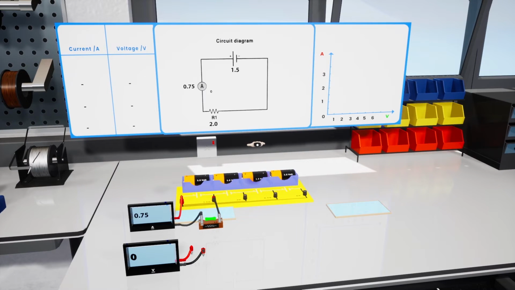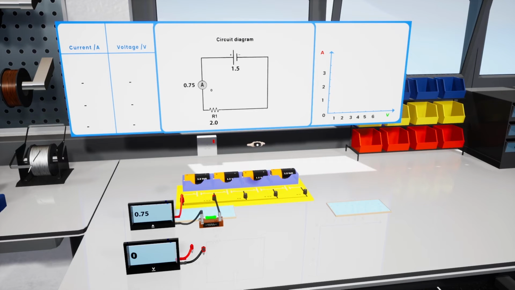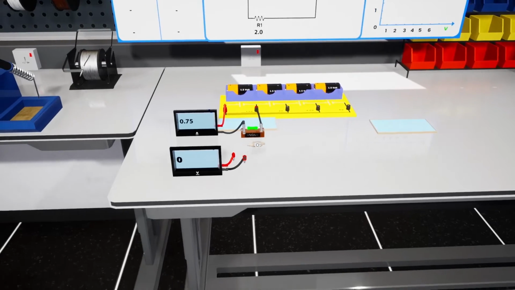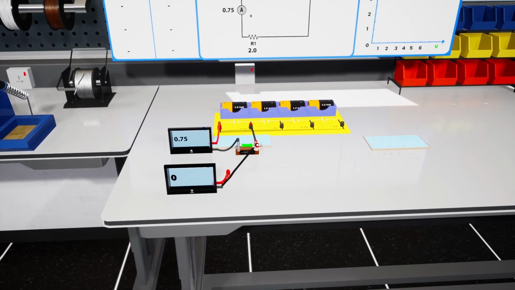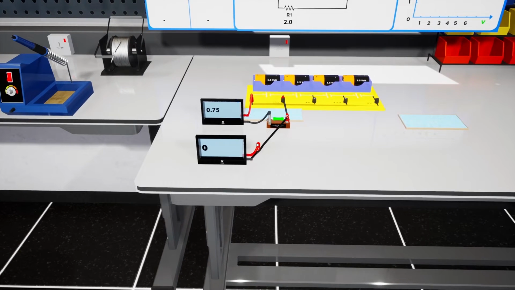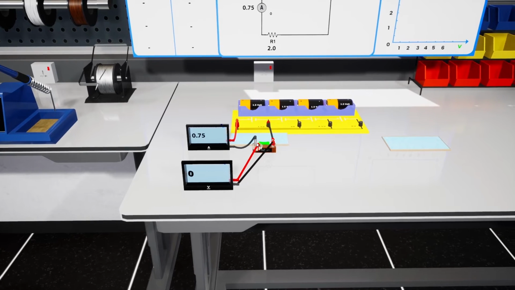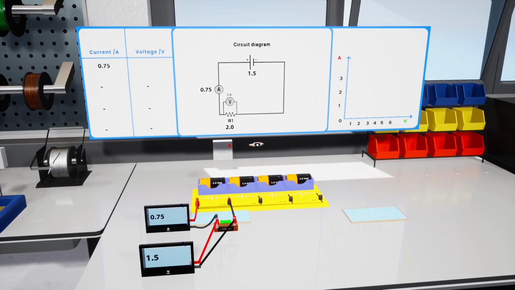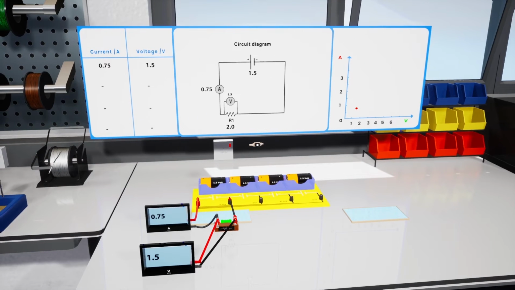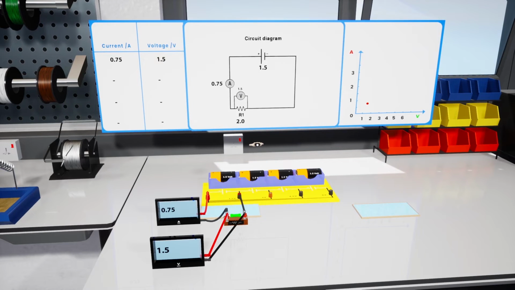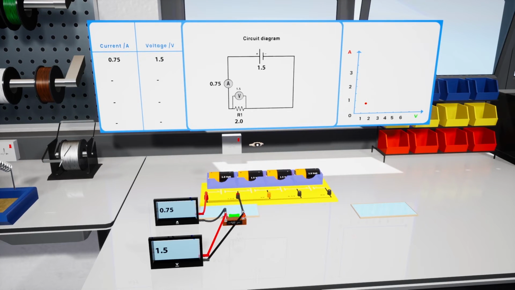Now connect the voltmeter in parallel across the resistor, so we can get the voltage value on the resistor. Good job! As you can see, the values for current and voltage will be logged on the table panel. At the same time, it is also plotted on the graph panel.